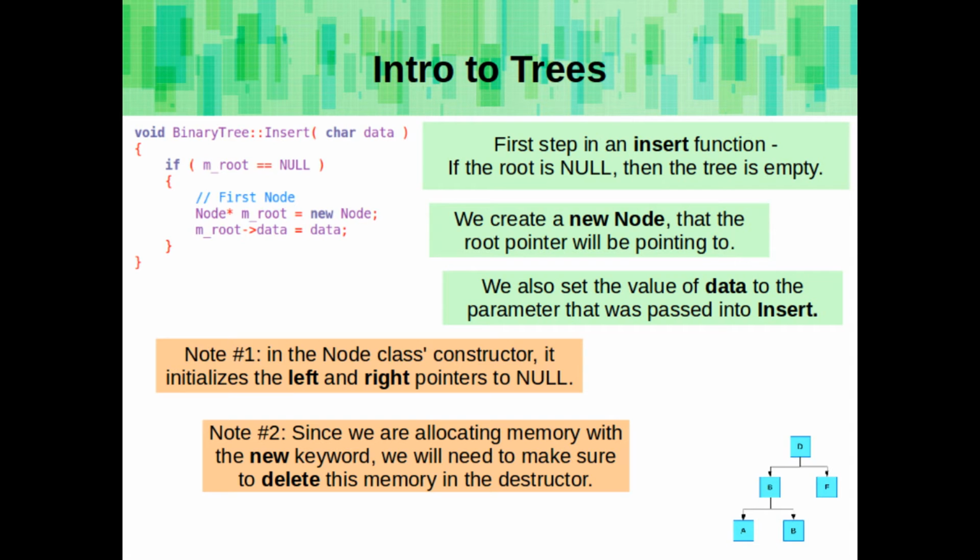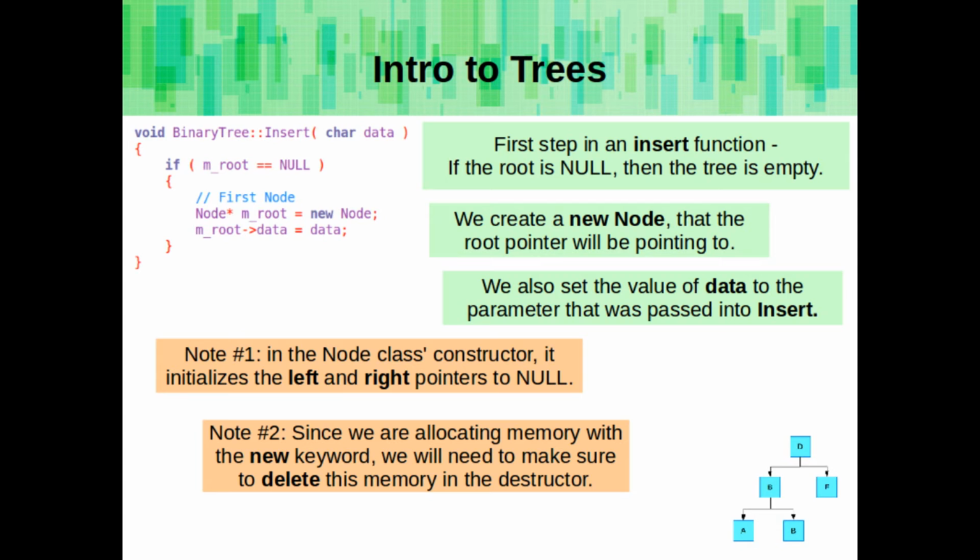First we have to check the pointer to the root node. If it's null, that should mean that the tree is empty. We will need to allocate some new memory for a new node, and point the root pointer to that new node. After we allocate memory for the node, we also need to set the data for that node to whatever was passed in the insert function's parameters.